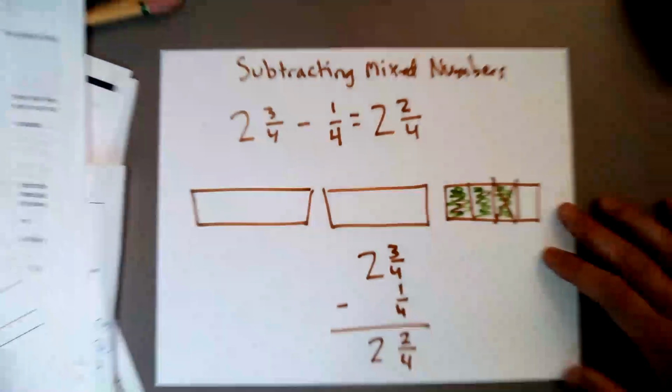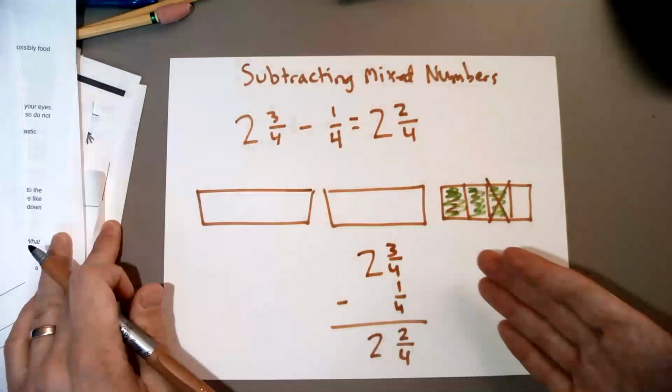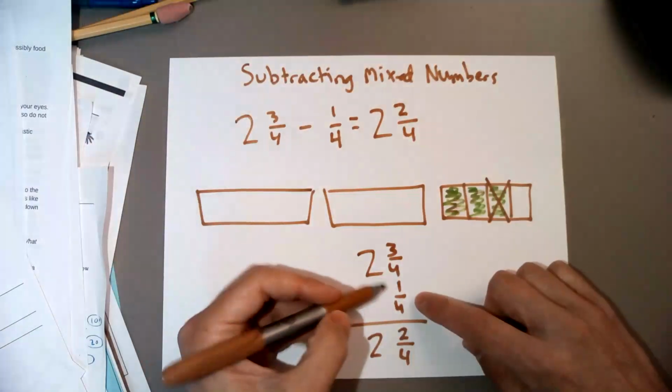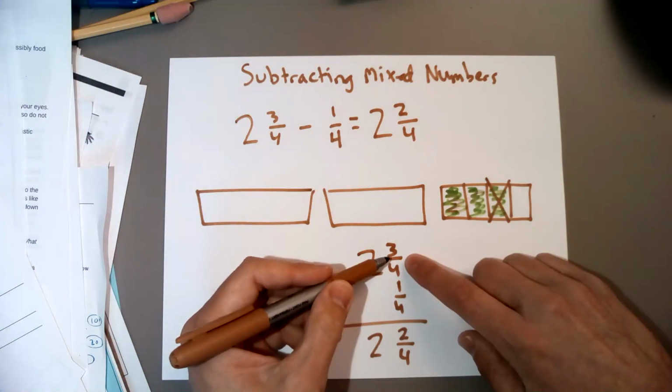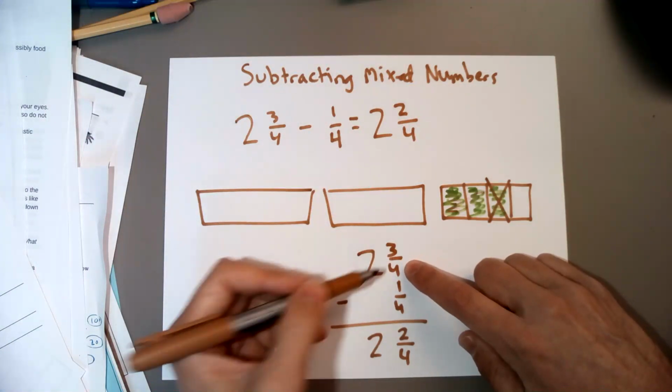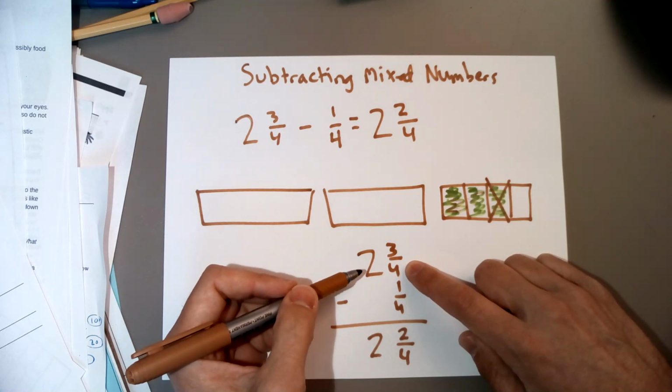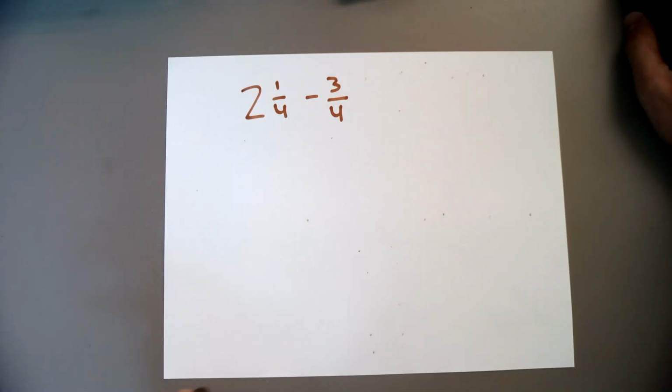Sorry, you can't see that. This is an easy one if you are subtracting a fraction that is less than the fraction you have with your larger number. But let's get a little more complex on the next page.